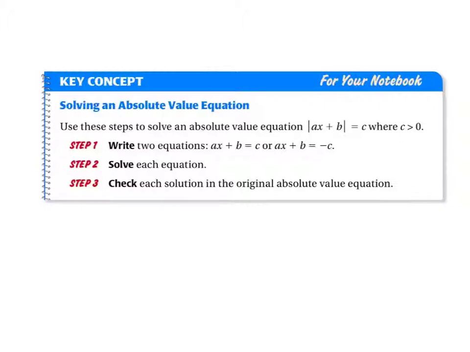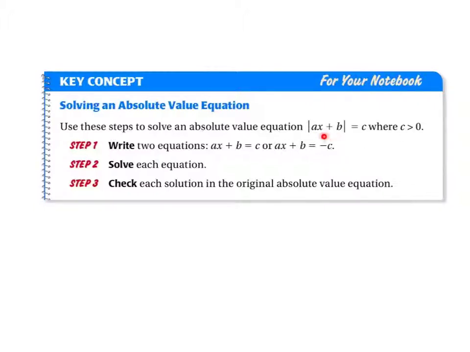So what you're going to do to solve these is you're going to write two equations. In the first one, you just drop your absolute value bars. In the second one, you drop your absolute value bars, and you make that constant that's on the other side, you reverse the sign of it. So if it was a positive, you make it negative.